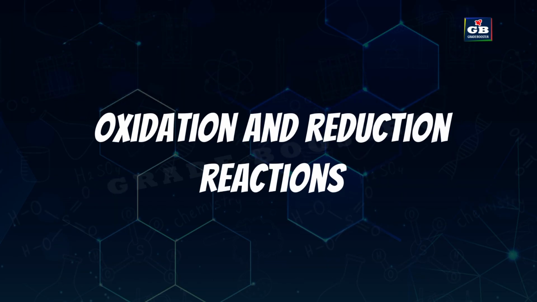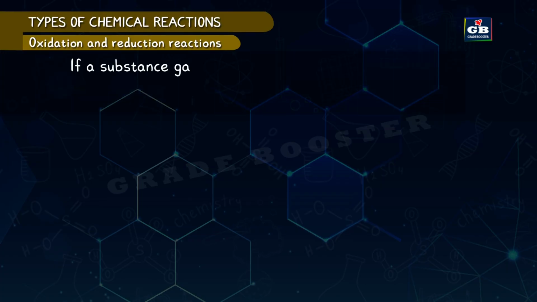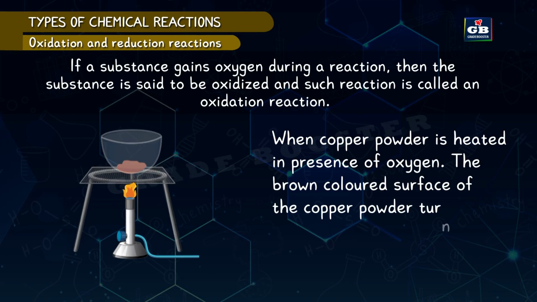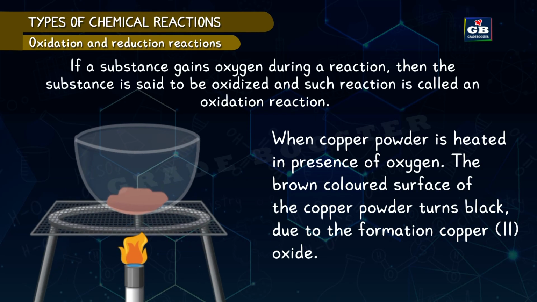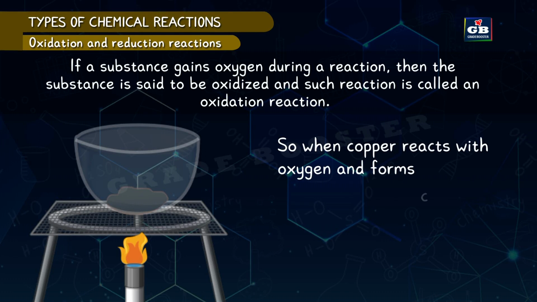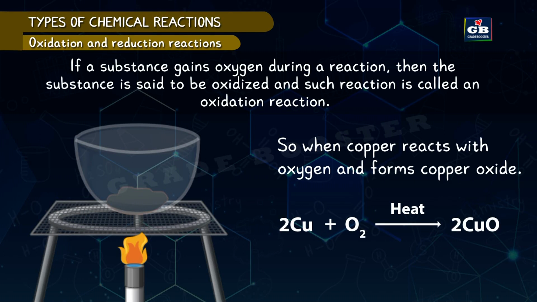Oxidation and reduction reactions. If a substance gains oxygen during reaction, then the substance is said to be oxidized and such reaction is called an oxidation reaction. For example, when copper powder is heated in presence of oxygen, the brown colored surface of the copper powder turns black due to the formation of copper 2 oxide. So when copper reacts with oxygen, it forms copper oxide.